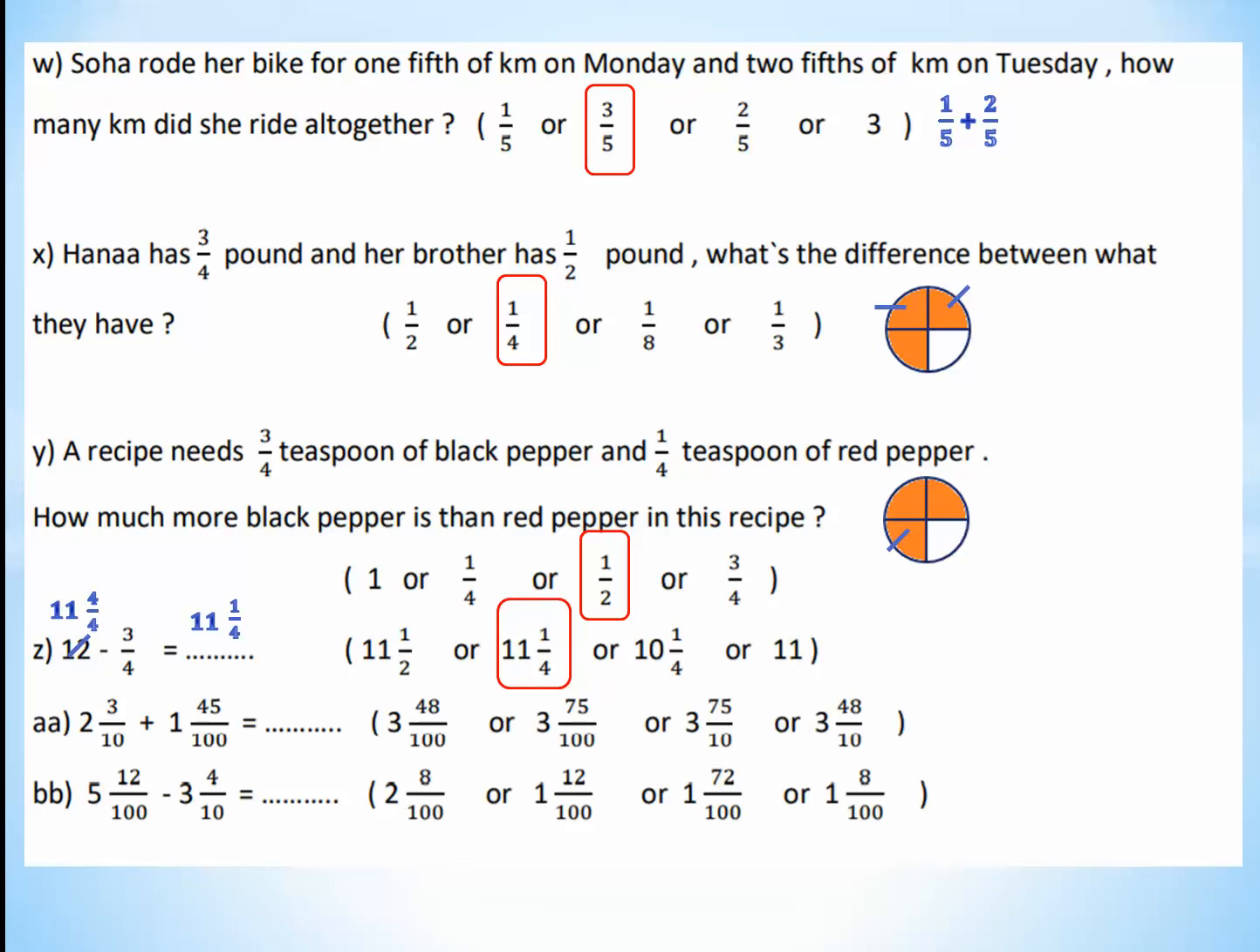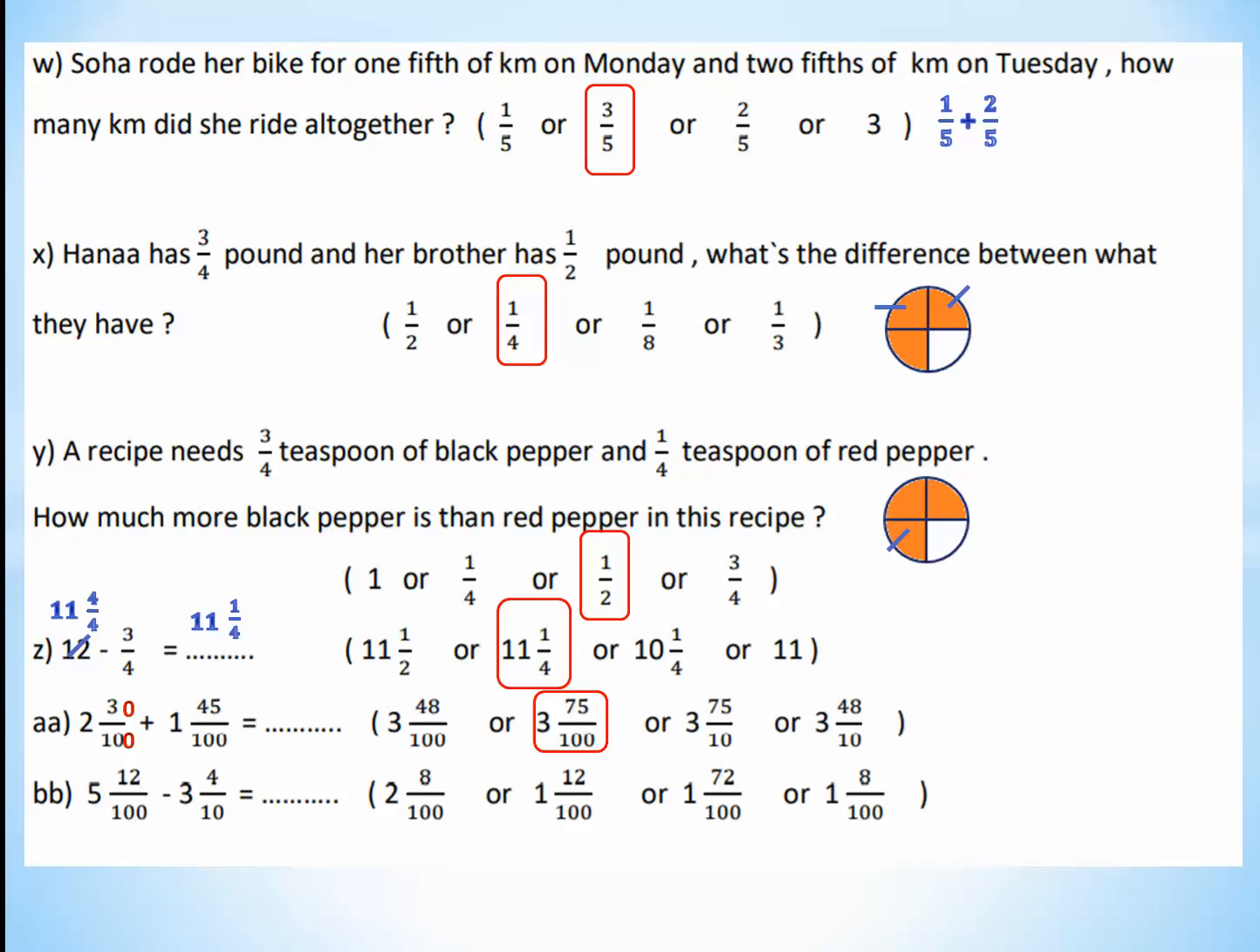2 and 3 over 10 plus 1 and 45 over 100. We must have the same denominator, so we will put 0 up and down. It will be 100, and it will be 30. 30 plus 45 equals 75 over 100, and 2 plus 1 equals 3. So the right answer is 3 and 75 over 100.